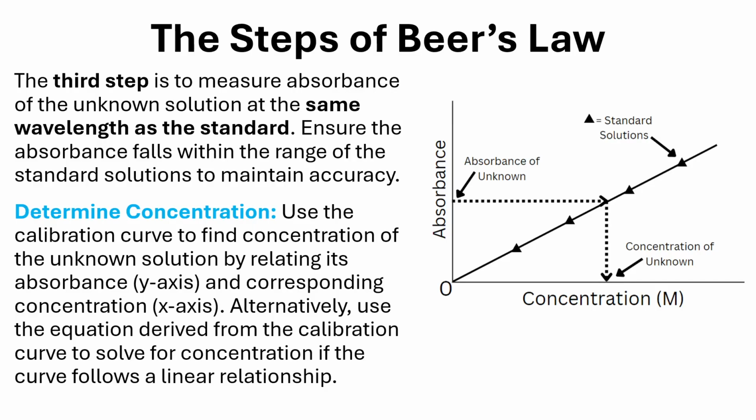Now, ideally, you want the absorbance to fall in about the middle range of your graph to maintain accuracy. It definitely needs to fall somewhere in that range, because there are sometimes points where if it gets too concentrated, you don't get an absorbance. It blocks it all. So to determine the concentration using the curve, you're going to find the absorbance on the y-axis and see where it meets the line, then go down and find the concentration on the x-axis. That would be how concentrated your unknown is.